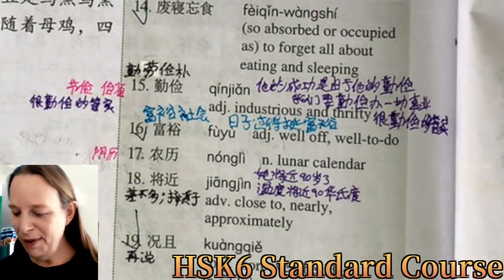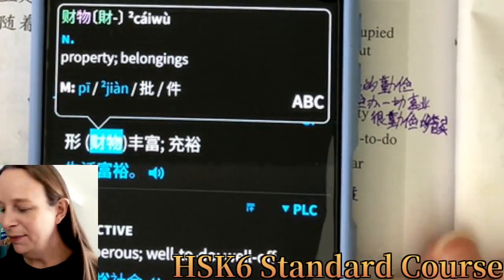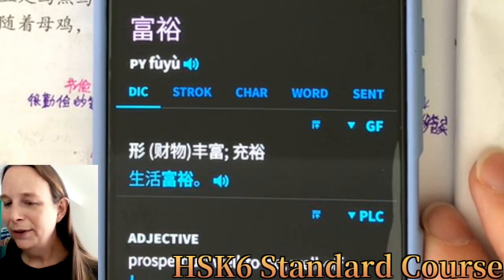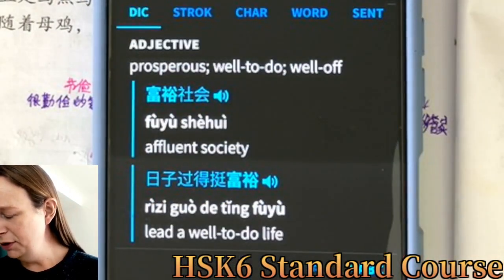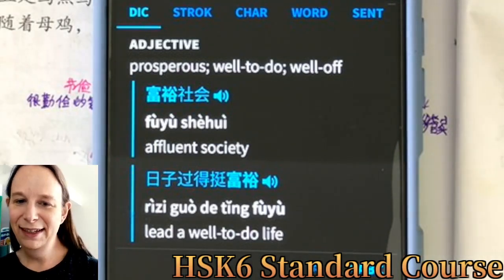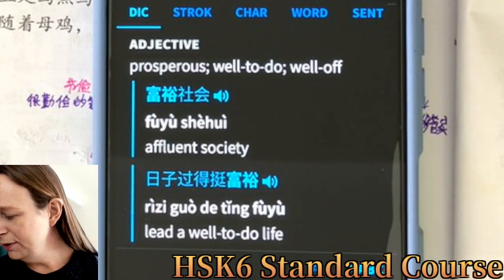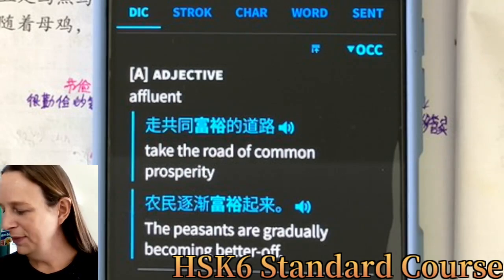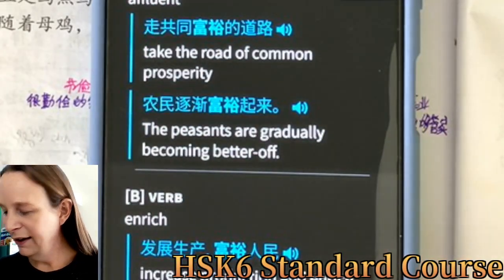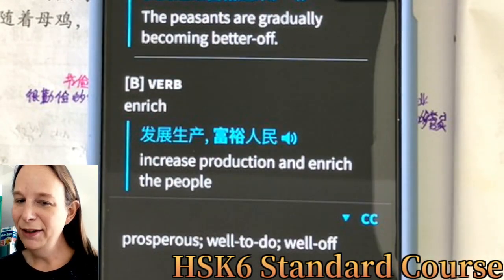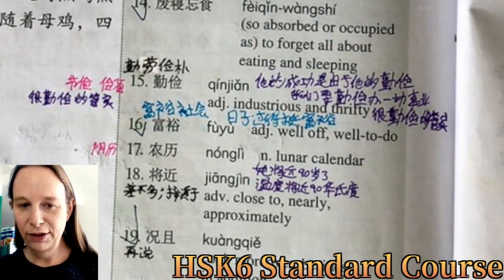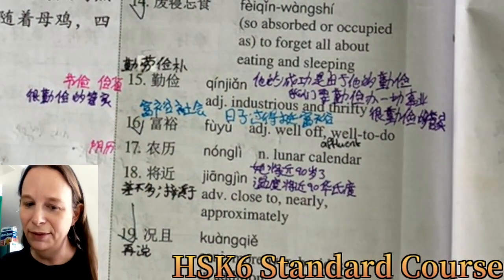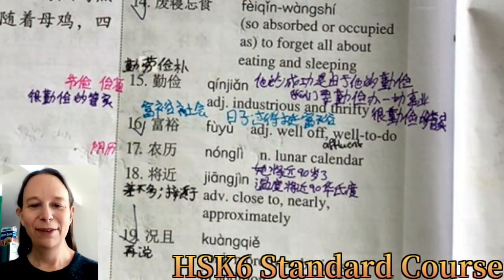Meaning, well off. It's about money, right? Yeah, cai wu. Cai wu. Okay, property, belongings. Oh, so not just money. 丰富, 充裕. Alright. 生活富裕, prosperous. 富裕社会, prosperous society, affluent. Yeah. It's not just prosperous, it's like rich kind of thing. 日子过得挺富裕. 走共同富裕的道路. This is metaphorical. Affluent. Affluent might be better. Oh, okay, there's this enrich. 富裕人民. I don't know, I'd use 充实 here. Okay, so affluent might be better. Let's say affluent. Affluent. Like full of luxuries and so on. Rich, luxurious kind of thing.